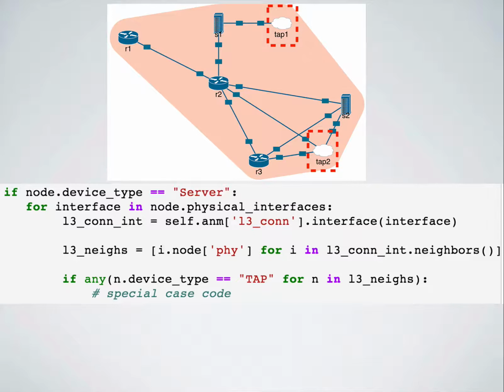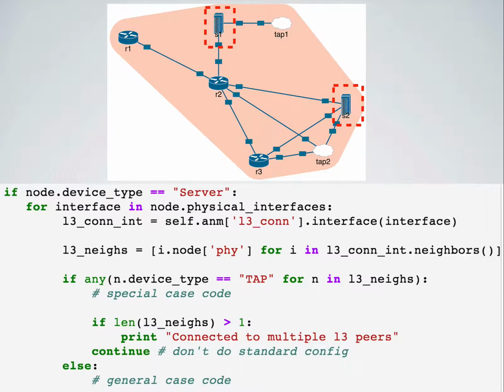Here what we are doing is an any query to say that if any of the Layer 3 neighbors, such as router 2, router 3, and tap 2, if any of those have a device type set to tap, we then perform our appropriate coding. Alternatively, we can continue or have general handling code. There's quite a few steps going on here. However, the high-level API provides an interface that allows complicated graph queries, including exploding out switches from Layer 2 to Layer 3 connectivity and mapping between different protocol overlays, to become quite simple using only 9 lines of code. This code can be broken into multiple steps for clarity if required.